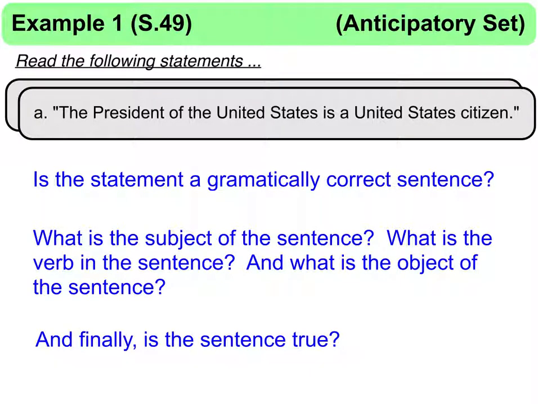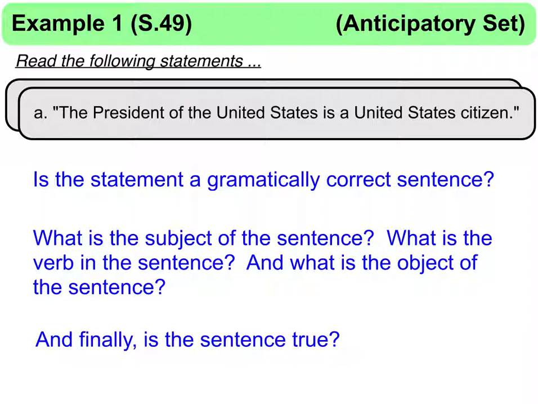So when class starts, for example 1, the teacher brings up this notion of "the President of the United States is a United States citizen." And so there's a few questions that we want the students to think about here. One, is the statement a grammatically correct sentence? Two, what is the subject of the sentence? What is the verb of the sentence? And what is the object of the sentence? And then finally, is the sentence true?